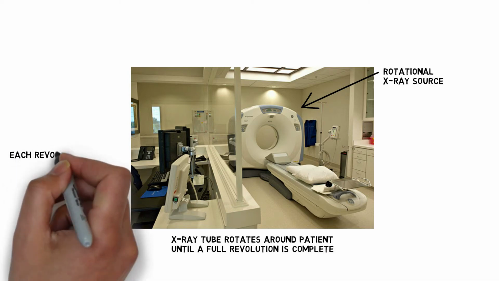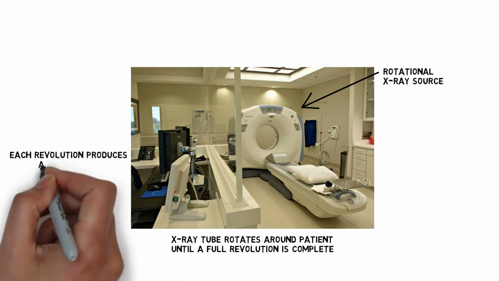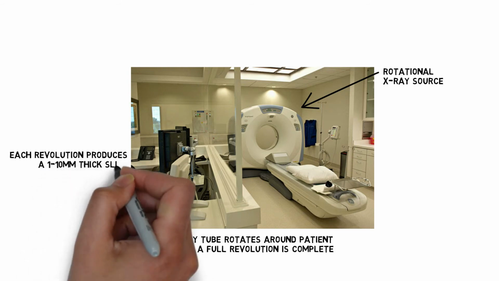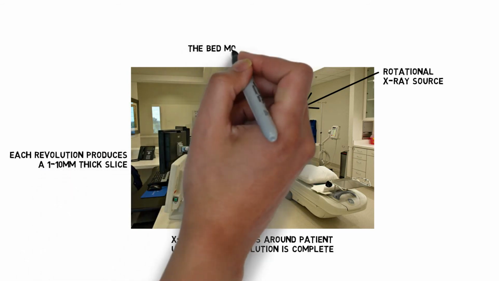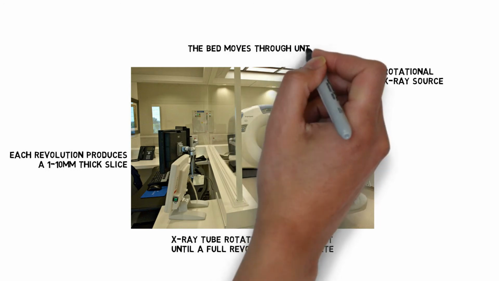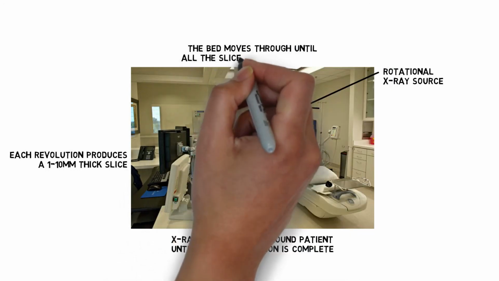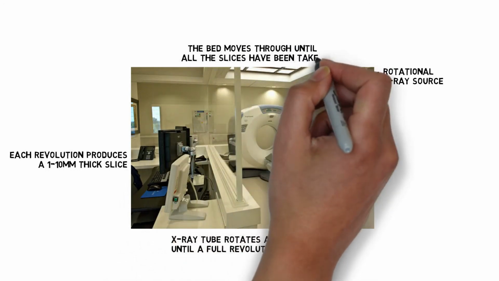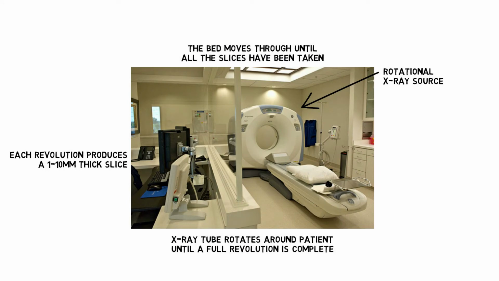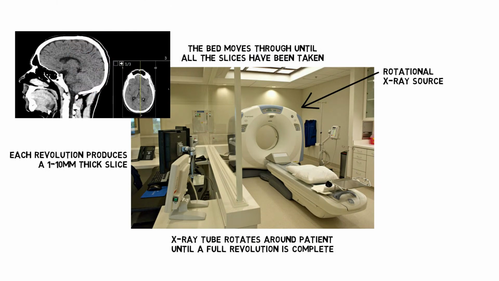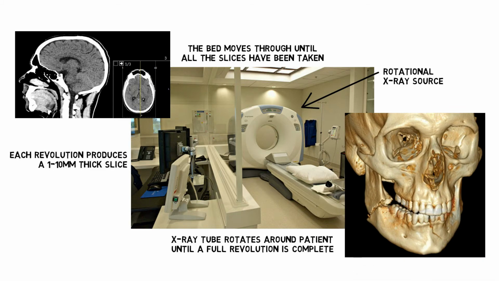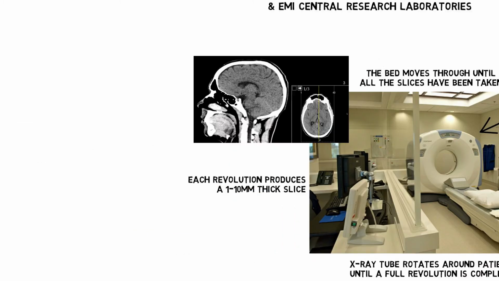That one revolution produces a slice, typically between 1 and 10 millimeters thick. The bed then moves through the CT machine, so the next slice can be taken by the rotating X-ray tube, and this continues until all the slices have been taken. These can be presented slice by slice, or they can be stacked together to render a 3D model. These 3D models can then be colorized and made to rotate in all directions, giving the physician a full view of the brain and the abnormal area.